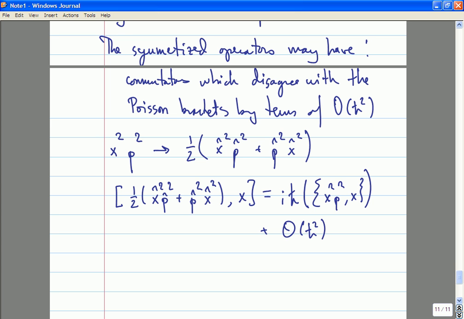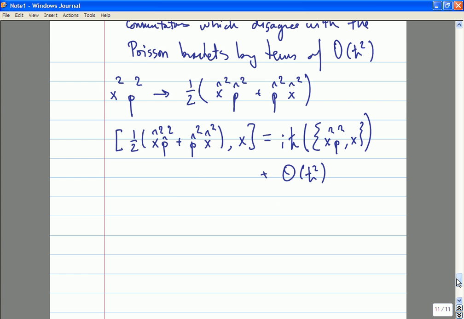And I think it's very important to emphasize that this effect is observable. And it's something that, in fact, you have already encountered in your elementary classes on quantum mechanics if you study the hydrogen atom.